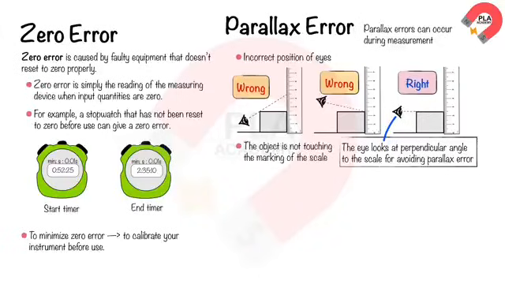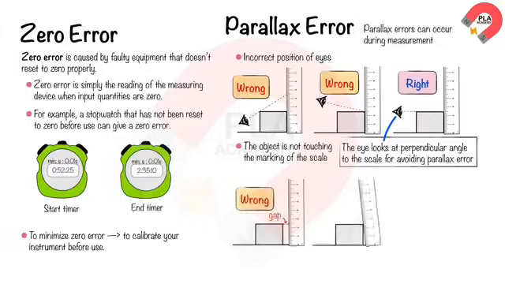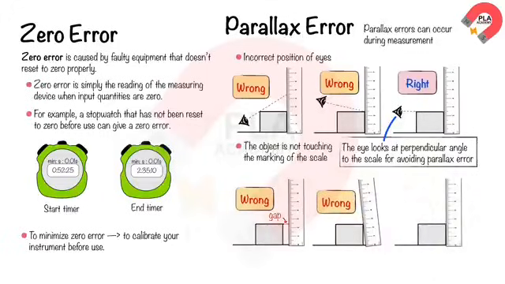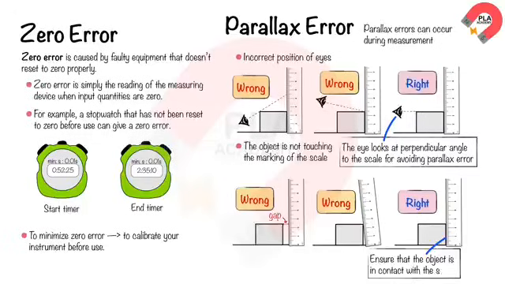The object is not touching the marking of the scale. This is wrong. This is right for the measuring tape, meter rule and ruler. Ensure that the object is in contact with the scale.